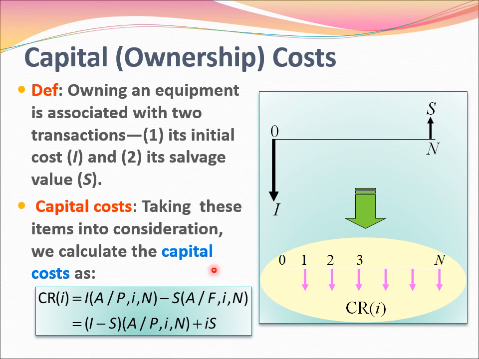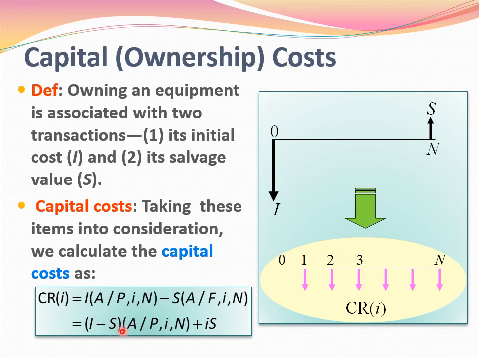So I'm distributing this initial investment to annual equivalent, and this final salvage value to annual equivalent. But you can easily find the capital recovery using this. If you write the formula of this factor corresponding to this factor, and you do some mathematical operations, at the end you can find this formula as well.